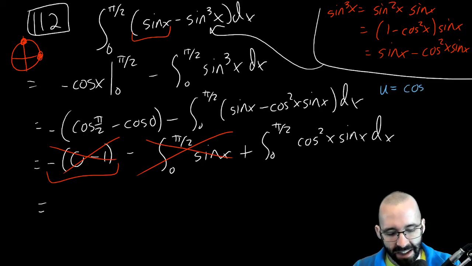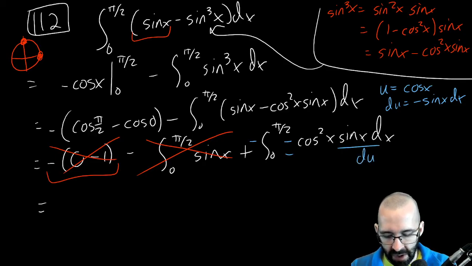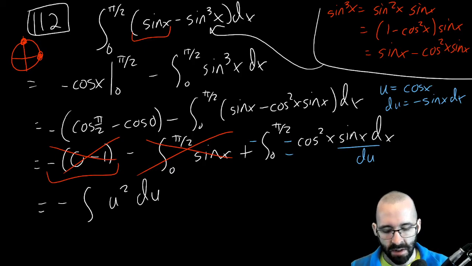If u is cosine of x, du will be negative sine of x dx. So just add a negative, and then look, everything underlined in blue is our du. We'll get negative integral of just u squared du.